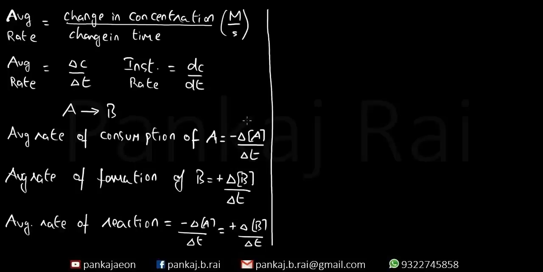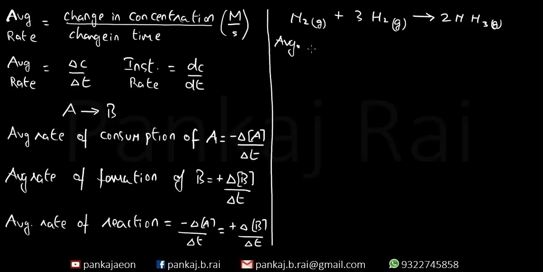Now let us move ahead. Let me take an example. Let's say that nitrogen gas is combining with 3 molecules of H2 gas and giving us 2 molecules of ammonia, NH3. So let us focus on this reaction. Now what about the rates of consumption and formation here? So let us write them.